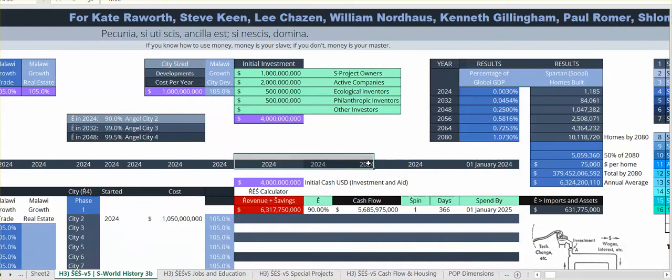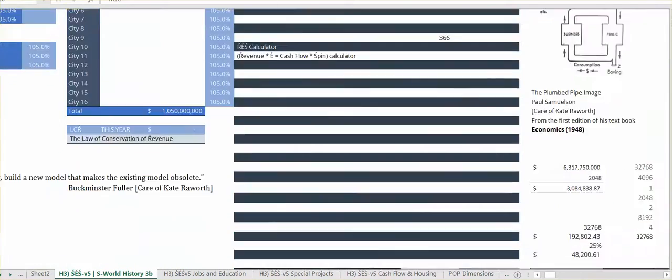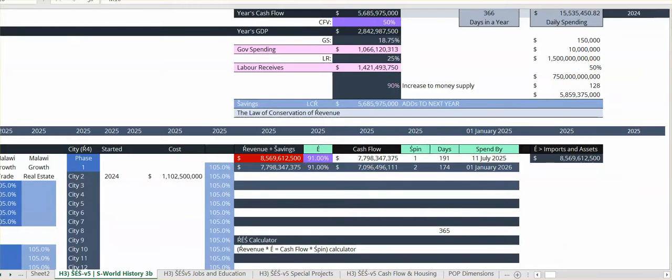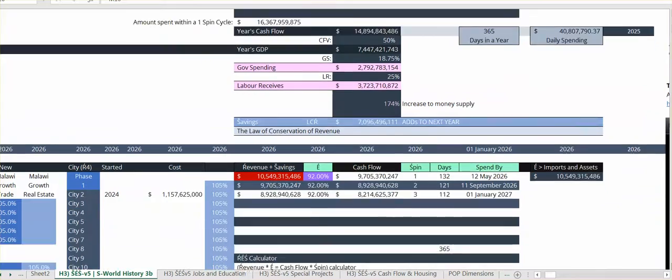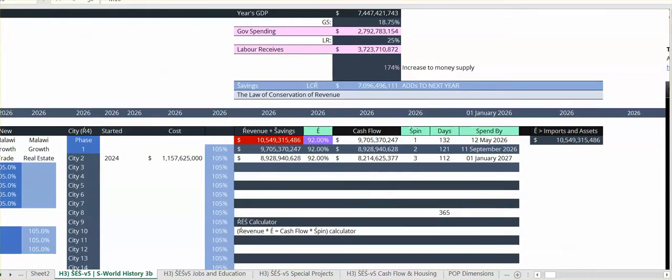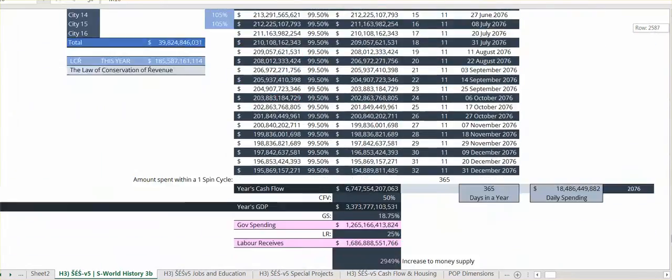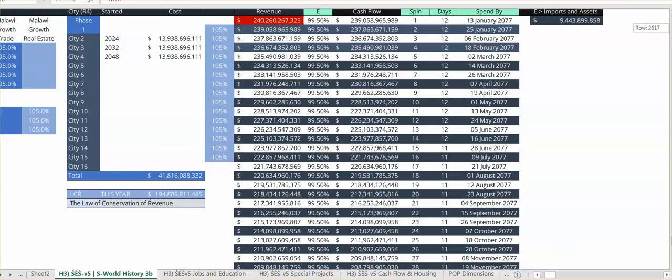We can see the date here is 2024, and if we go down to jumps, it goes to 2025. See that? There we go, 26, 27, and that goes all the way down to 2080, at which point there's a lot going on.